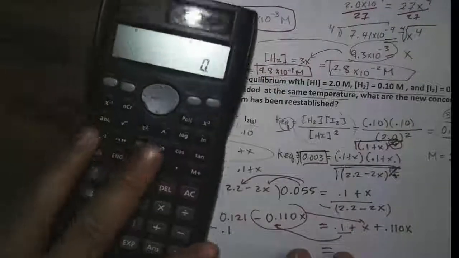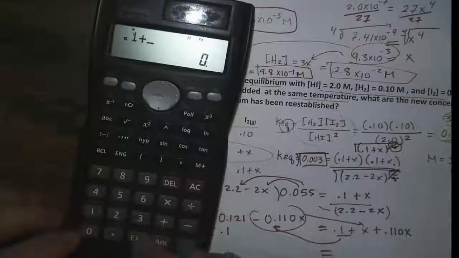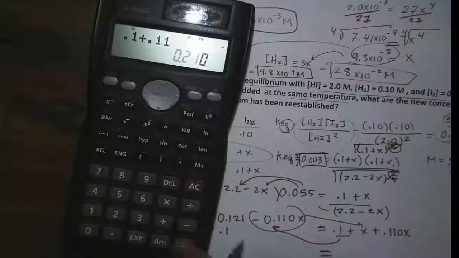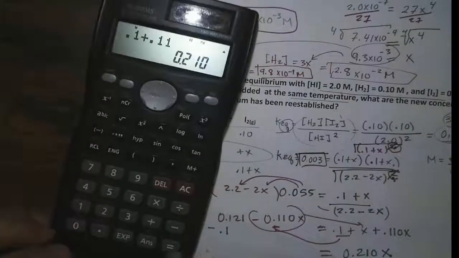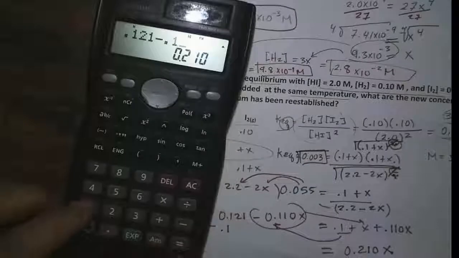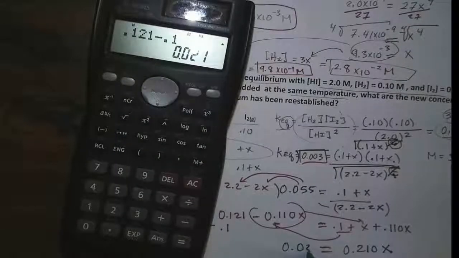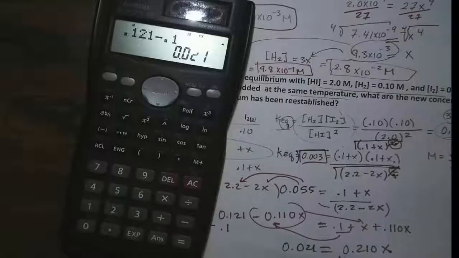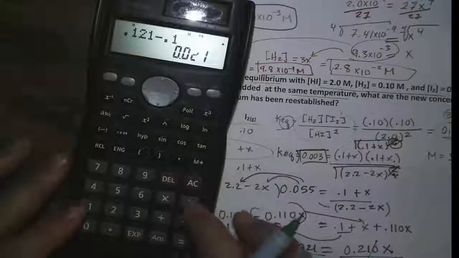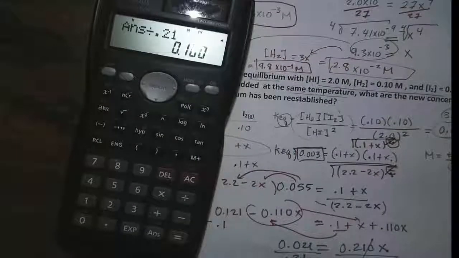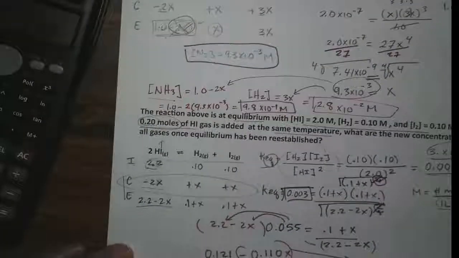And what do we have in the end? If we're adding, we have 0.1 plus 0.110, so we have 0.210x right there. But over here, we subtract, so we have 0.121 minus 0.1, which gives us 0.021. Can we solve for x? Oh, so easy. We just solve that out. That cancels out, and what we have here is 0.021 divided by 0.21, which gives us x equal to 0.100. It doesn't really matter, okay? We can save that for later.